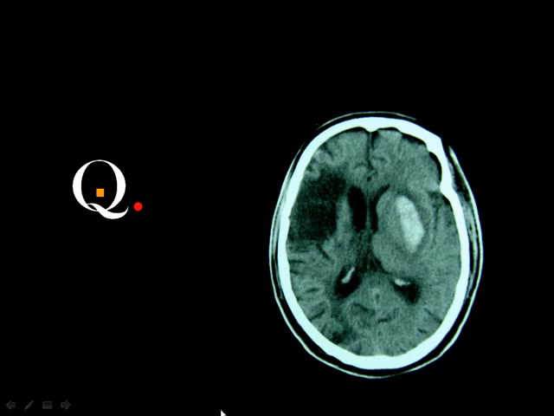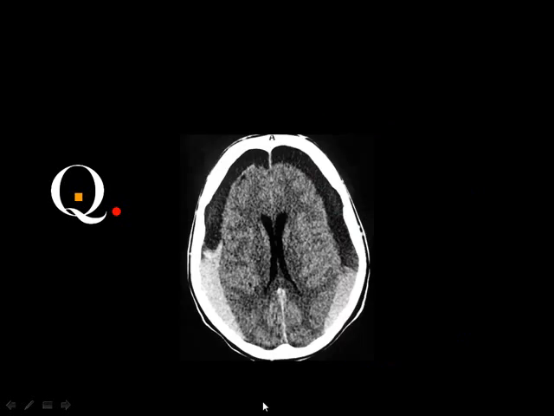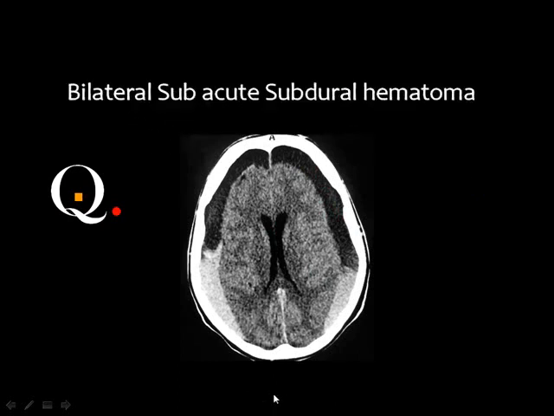What do you think of this case? Yes, chronic infarction on the right side and acute intracerebral hematoma on the right side, and this is true. You can know that both conditions can exist in the same case. What do you think of this? Subacute subdural hematoma, left or right? Bilateral. And you know that the incidence of bilaterality in the subdural hematoma is very high.